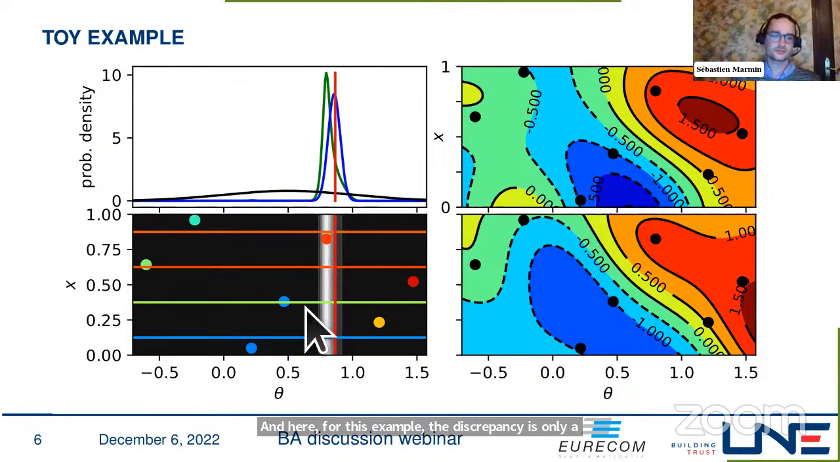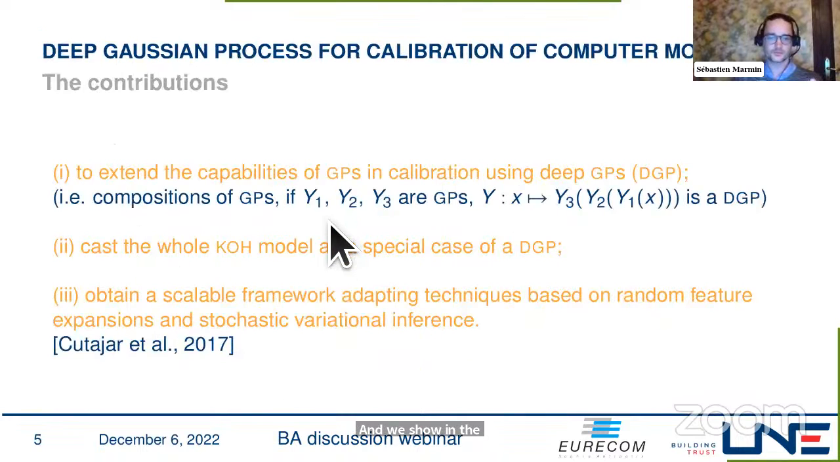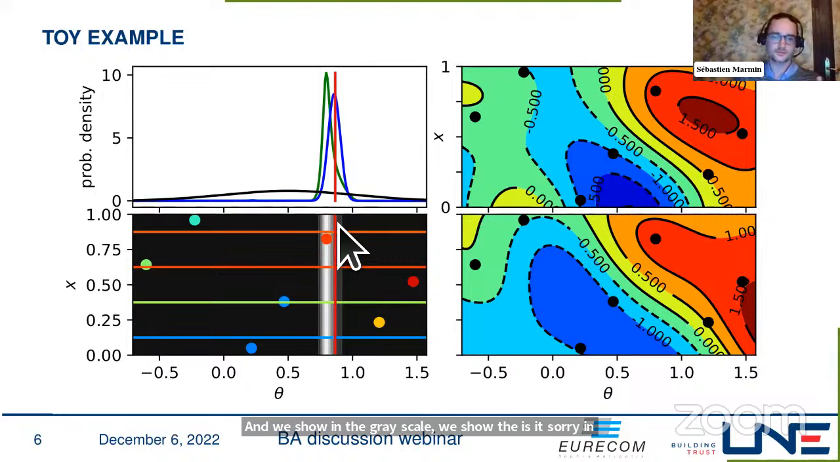And on the bottom left, we have the input space, so theta and x. X is the input variable, theta is the calibration parameter. In grayscale, we show the true posterior. Again, the red line with the true value of theta is in the true posterior. And in colors, we have the data. We have two types of data, as I said. We have the computer runs. The color is the Z scale, the color scale of the right panels.